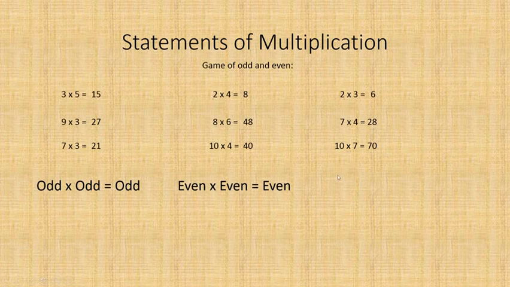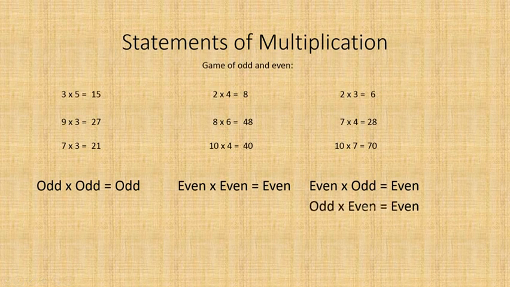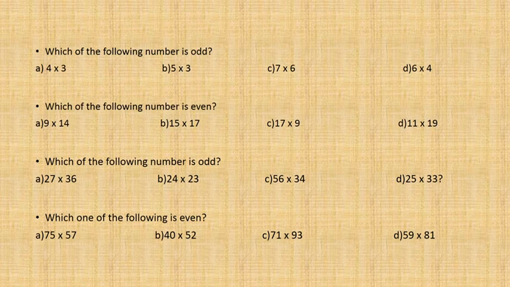So let's make it a rule. So even number times odd number is going to be an even number. And odd number times even number is going to be an even number. So it's going to be the same. If I mix it, even times odd or odd times even, it's going to be an even number. So let's go for the classwork. I need you to pause this video for 5 minutes and try to work this out.